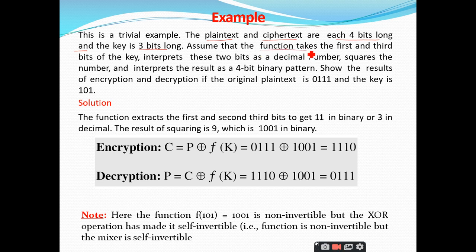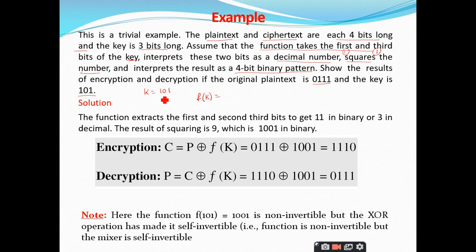Assume that there is a function that takes the first and third bits of the key. What are the bits that are taken here? The first bit and the third bit. The function is defined in such a way that you take the first and third bit from the key and interpret those 2 bits as a decimal number, find the square of the number, and interpret the result as a 4-bit binary pattern. Show the results of encryption and decryption if the original text is 0111 and the key is 101. So what is the key I have? The 3-digit key I have given is 101. I have defined function f of key.